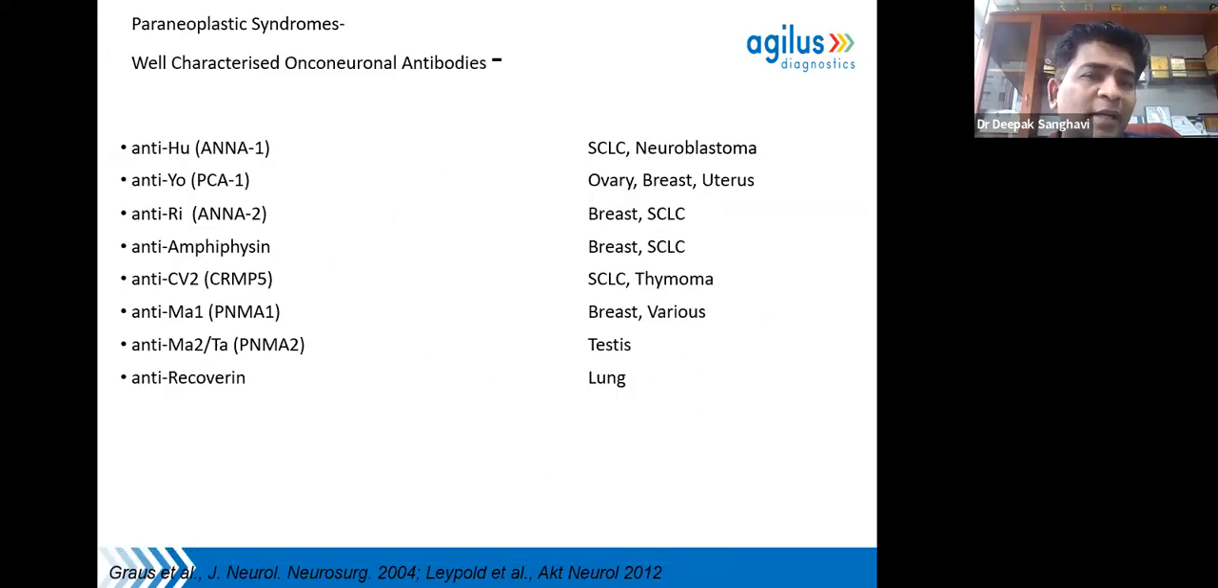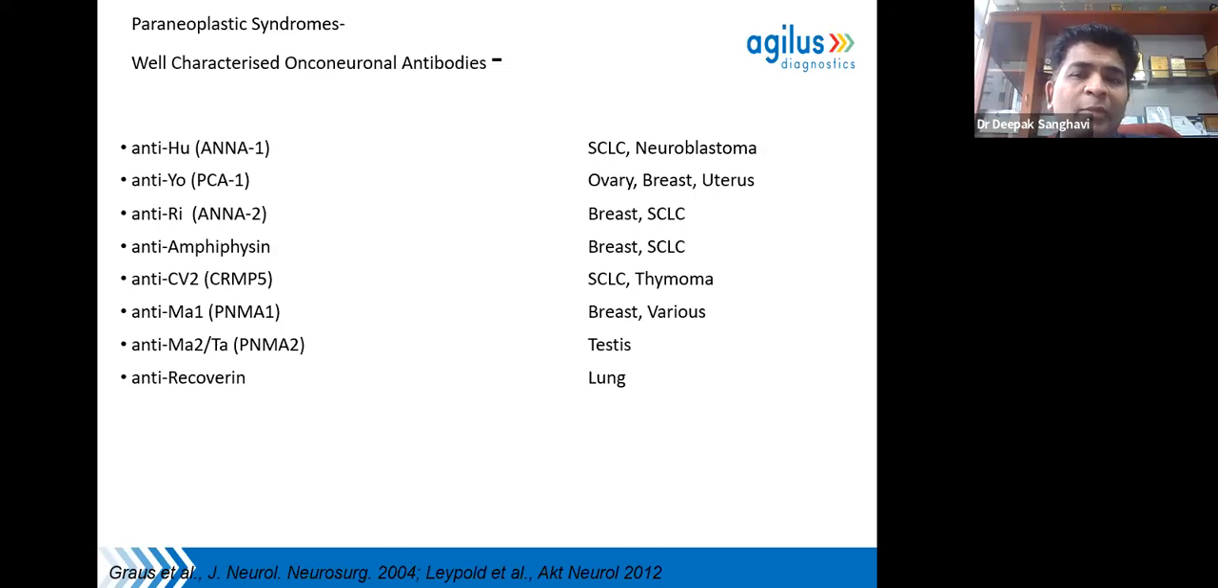So what are the well-characterized onconeuronal proteins? Again, coming down to the same list: Hu, Yo, Ri, amphiphysin, CRMP5, Ma1, Ma2, recoverin. These are the commonly associated onconeuronal antibodies, and the tumor conditions having these antibodies. Small cell lung carcinoma will have mainly Hu antibodies. Ovarian or breast cancer will have mainly Yo antibodies.